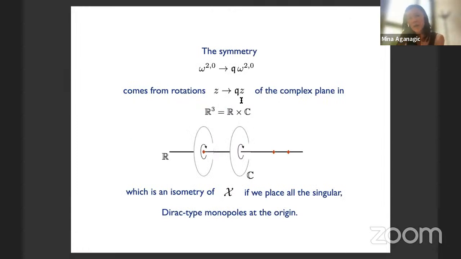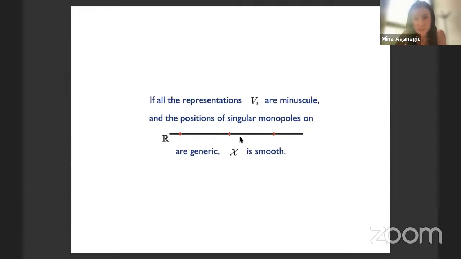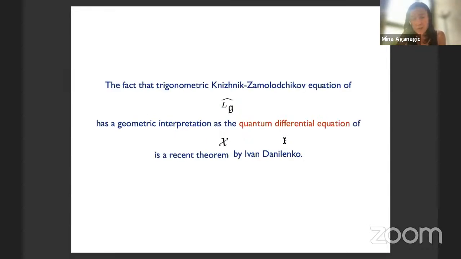The symmetry comes from rotations of the complex plane in R3. That's an isometry of X if we place all the singular Dirac type monopoles at the origin of this complex plane. The parameter Q of knot theory will be related to working equivariantly with respect to the symmetry. If all the representations are minuscule, as we're assuming, and positions of singular monopoles on R are generic, our manifold X is smooth.